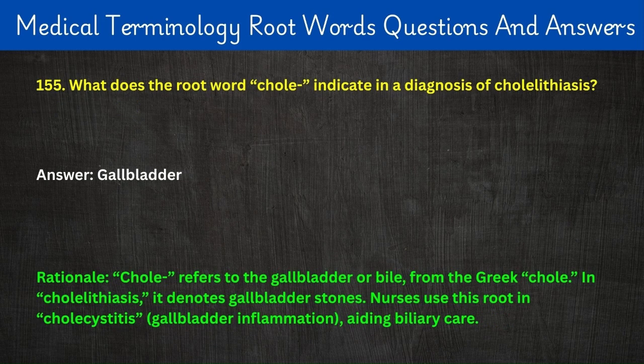155. What does the root word chole- indicate in a diagnosis of cholelithiasis? Answer: gallbladder. Rationale: Chole- refers to the gallbladder or bile, from the Greek chole. In cholelithiasis, it denotes gallbladder stones. Nurses use this root in cholecystitis, gallbladder inflammation, aiding biliary care.